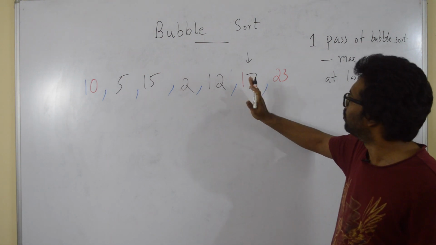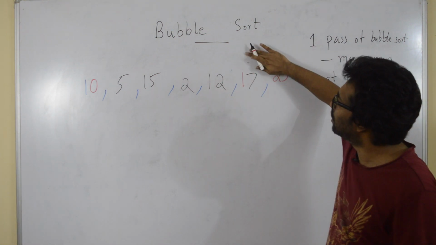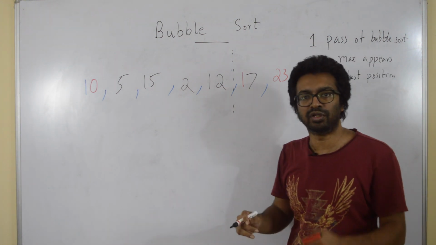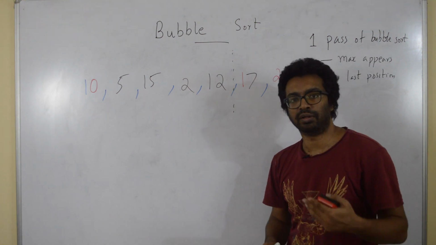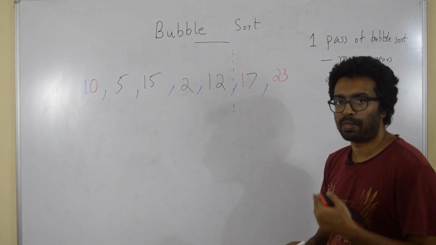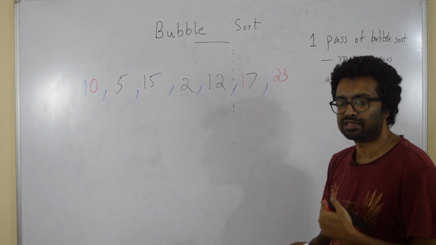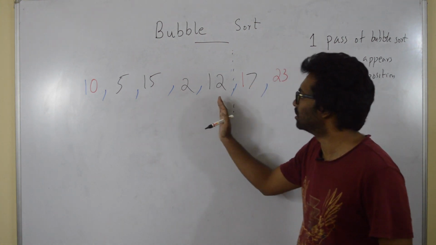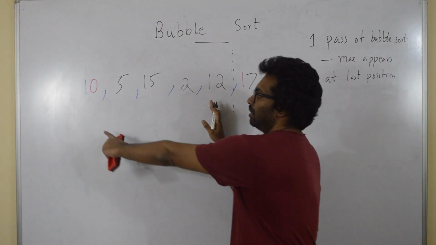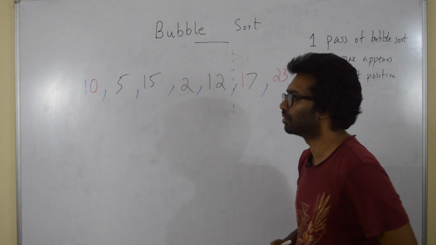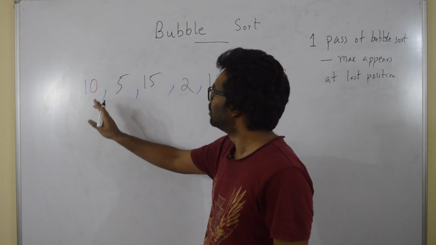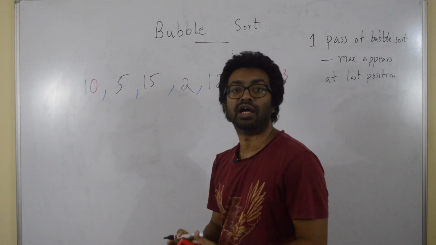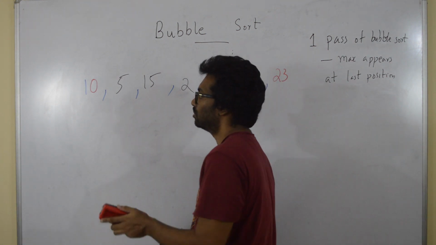So now we are going to look at the array only till this point, and we again apply this bubble sort procedure once more, but only till here. So in the third pass now, 10 and 5, are they in order? No, they are not in order, so we swap.